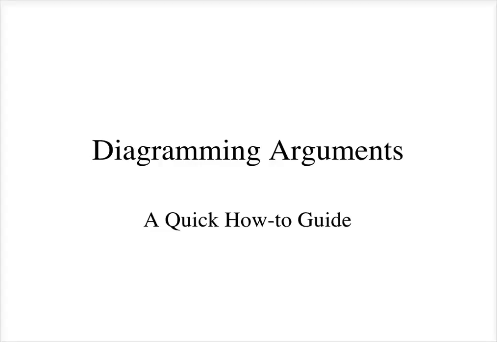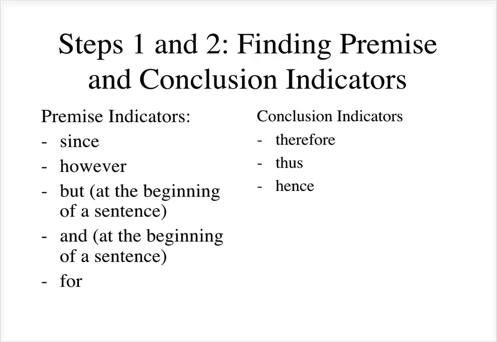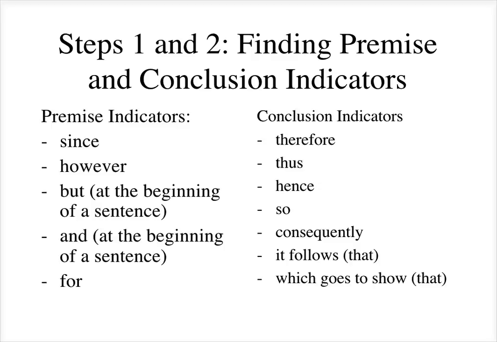This lecture will serve as a quick how-to guide to diagramming arguments. Steps 1 and 2 are to find all of the premise and conclusion indicators in your argument. You can see there are a number of different conclusion and premise indicators. These lists are not inclusive. There are many more, but these are some of the most common ones, so you'll want to memorize them.